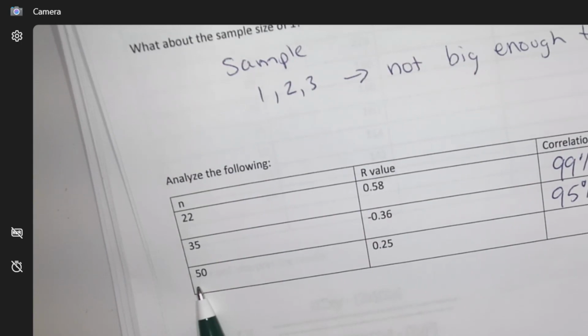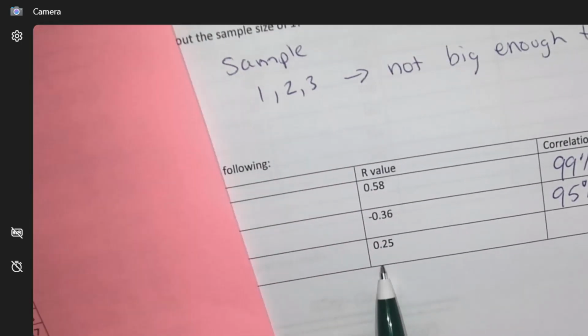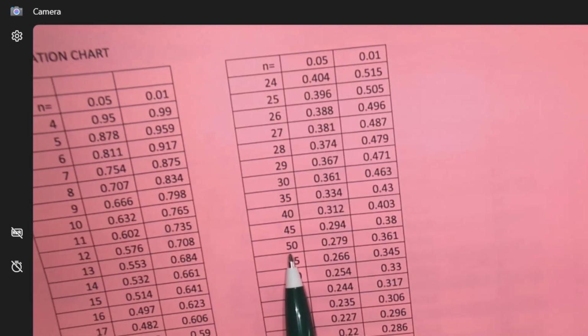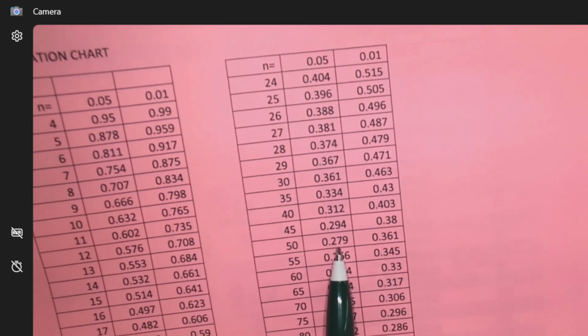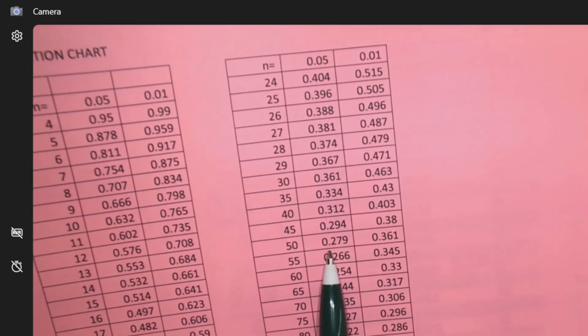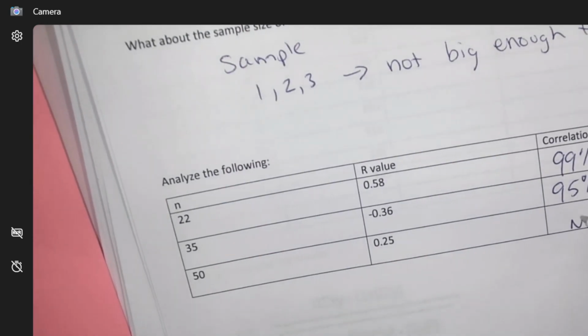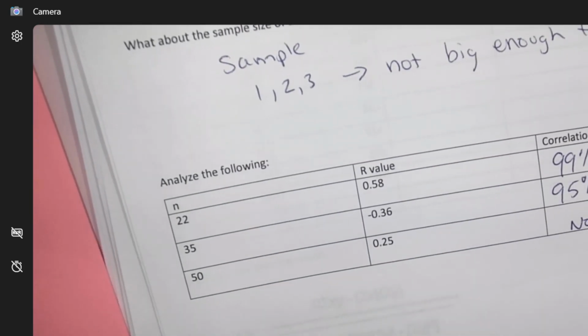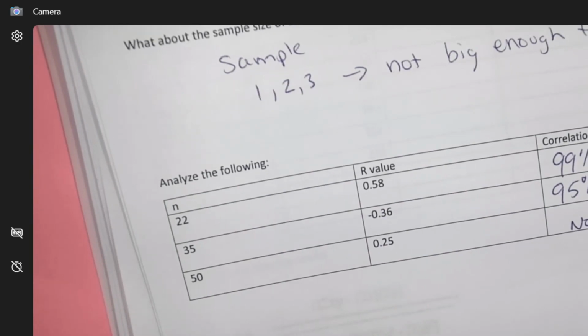Okay, so now if I go to a sample size of 50 and there's a 0.25 there, so 50, 0.25 is not bigger than this one, so therefore it's not enough to say there's a correlation at all. So there's no significant correlation anyway. Okay. So your R values depend on the sample that you're collecting.